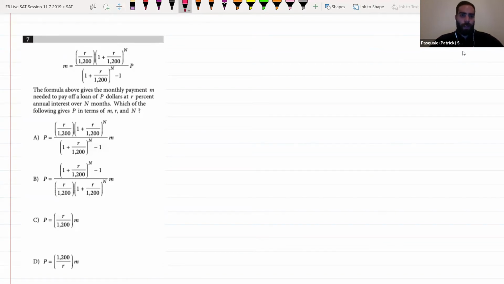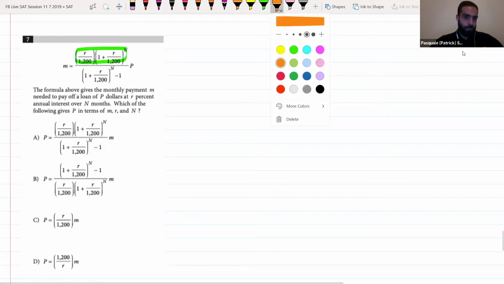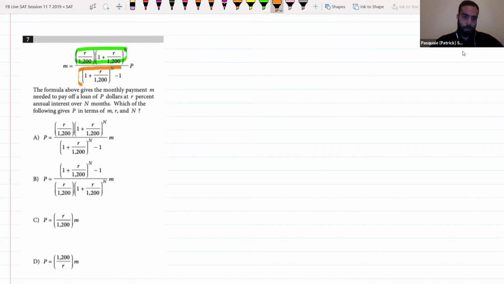So a pretty shorthand way of doing this is just to identify the fraction we have that is attached to the P, the numerator here. We can simplify that as a letter, let's just say A, and then the denominator down there, we can simplify all of that into a variable B. And then we have this fraction, A over B times P. So now it looks a lot cleaner, not as scary. And now it's just basic algebra.